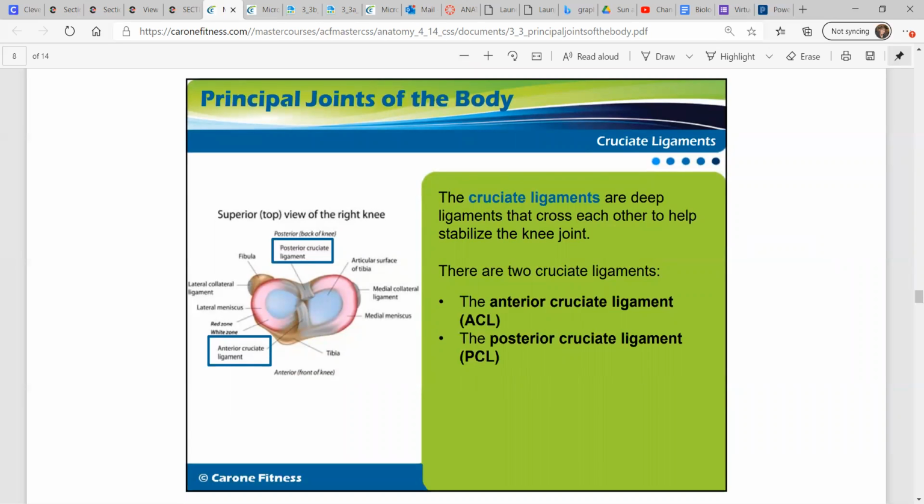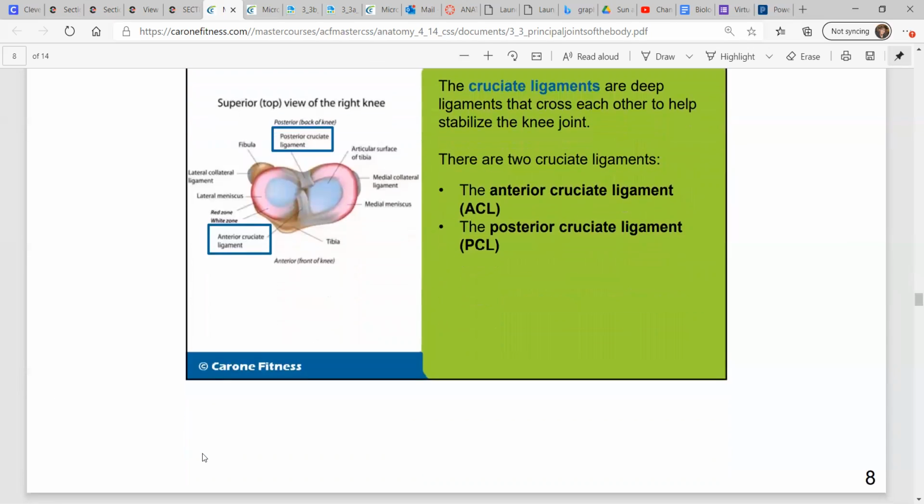The cruciate ligaments are deep ligaments that cross each other to help stabilize the knee joint. There are two cruciate ligaments. The anterior cruciate ligament, known as the ACL, if you've ever heard of people tearing their ACL, that is where that ligament actually is. And then you have the posterior cruciate ligament, the PCL, back here. So this one's in the front, anterior, and then posterior in the back.